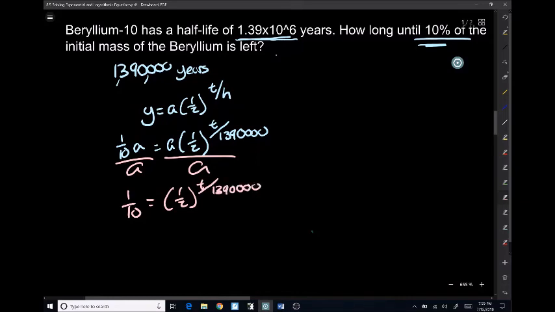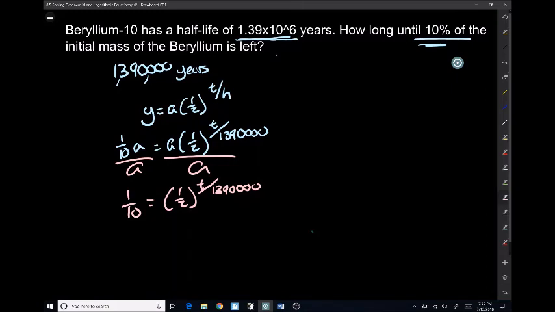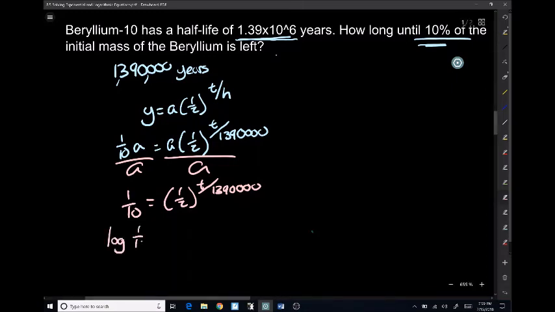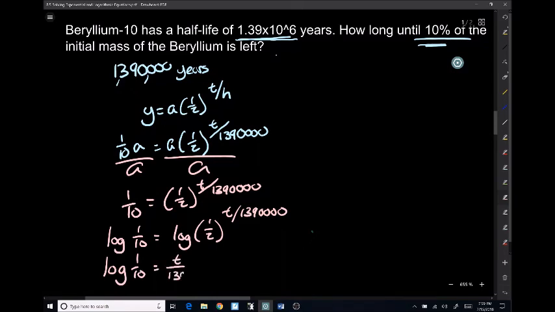1/2 to the t divided by 1,390,000. Now I'll take a log of both sides, or convert to log form, whichever you prefer. I'll take a log of both sides. The log of 1/10 equals the log of 1/2 to the t divided by 1,390,000. This power comes out in front as a multiplier. So now it's the log of 1/10 equals t divided by 1,390,000 times the log of 1/2.